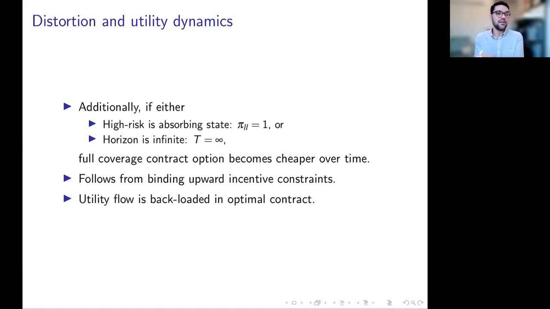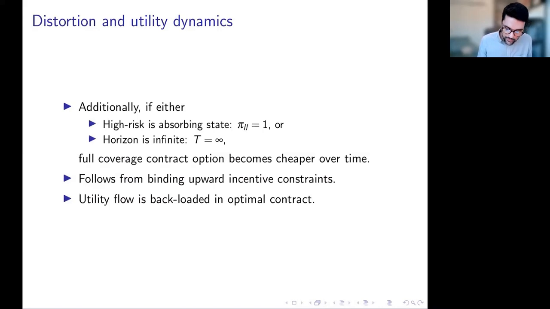This is due to the fact that we're going to have certain binding incentive constraints in the optimal contract, which means that the low type agent is going to be indifferent between announcing to have a low type and get full coverage, or announce to have a high type and getting this partial coverage contract that is offered to the agent. So characterizing the partial coverage contracts allows me to also say something about what happens to the premium of these full coverage contracts that are offered over time to the agent.